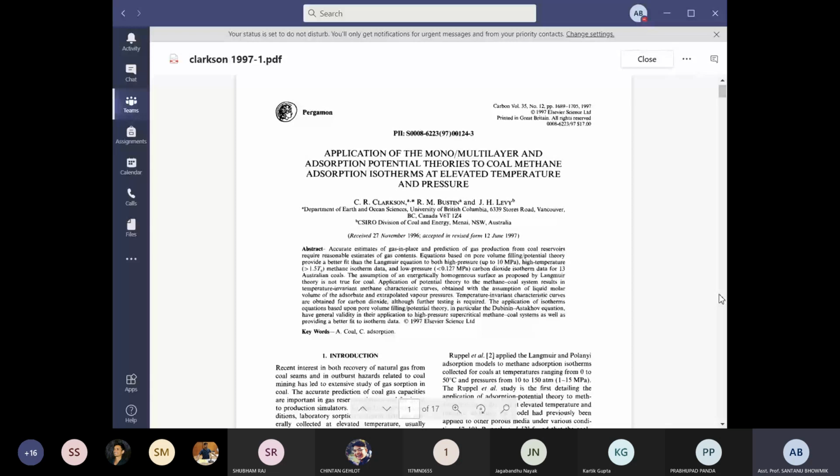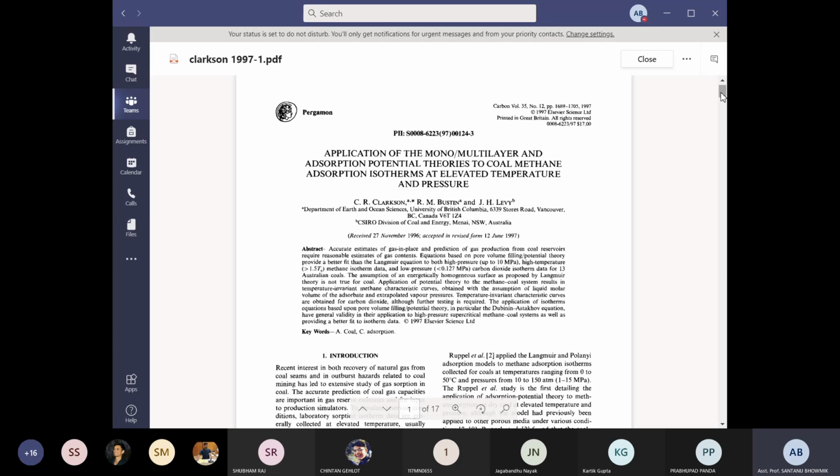Okay, the low pressure adsorption is generally done with nitrogen and CO2, at a very low pressure, 0.127 megapascal. So it is only 127 kilopascal, very low pressure. This low pressure adsorption of nitrogen and carbon dioxide is particularly done for pore size distribution.